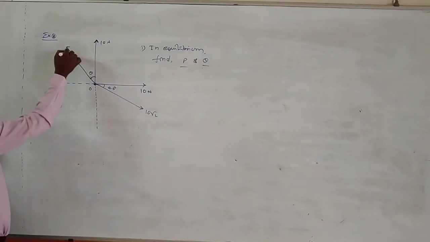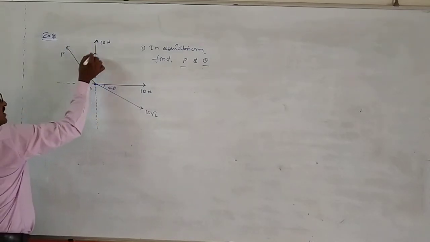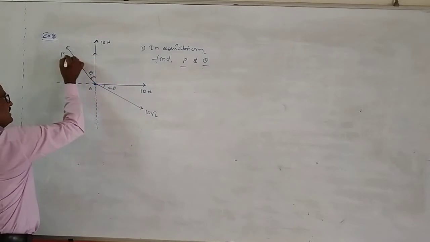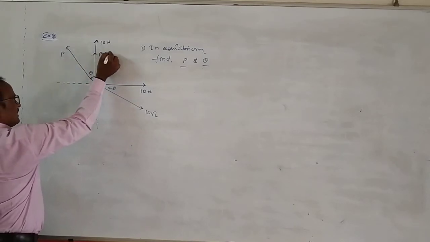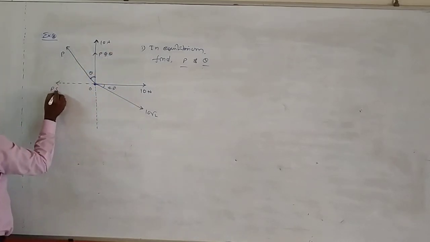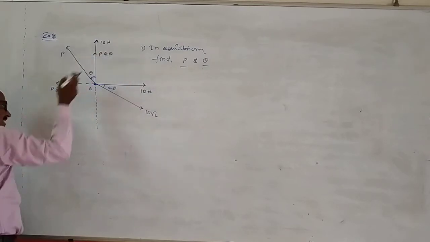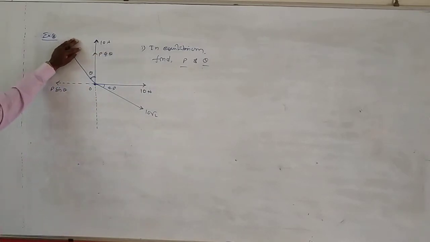What is the component of P along this direction? Along this direction, the component is equal to P cos theta, and along this direction, its component is equal to P sin theta. After dividing into these two components, it can be ignored.